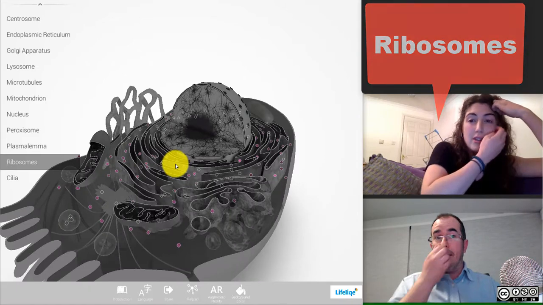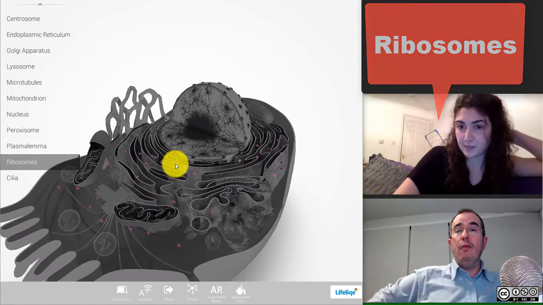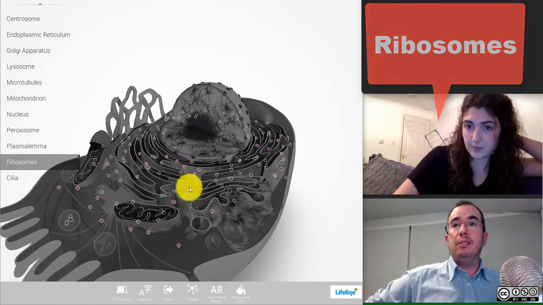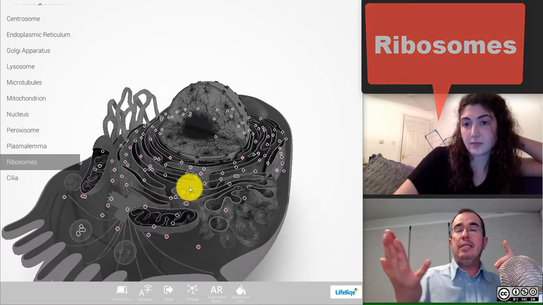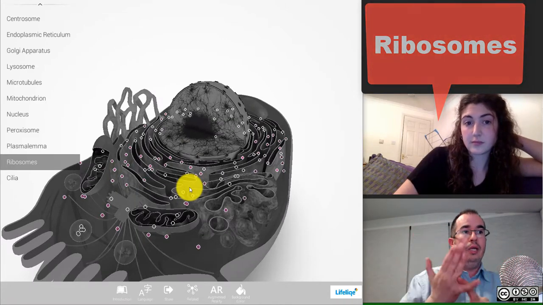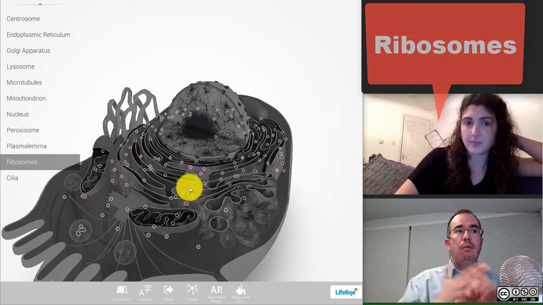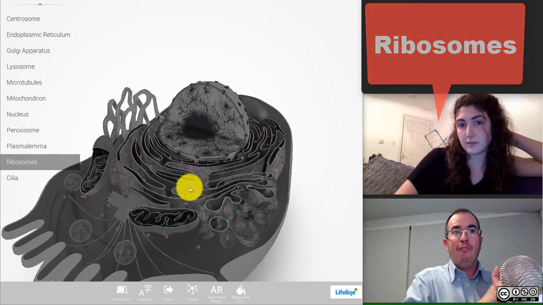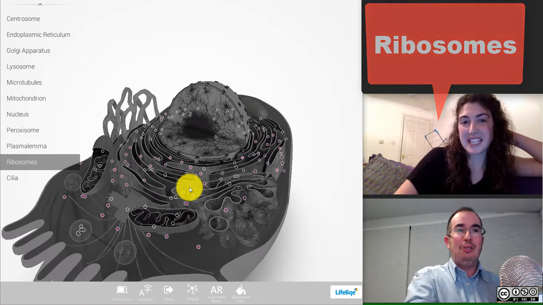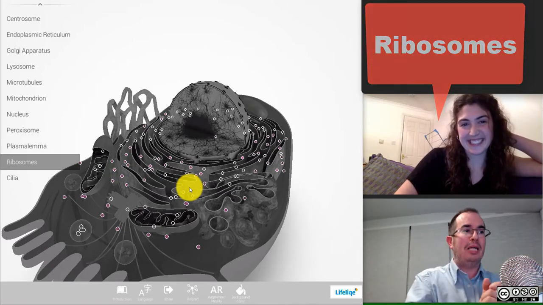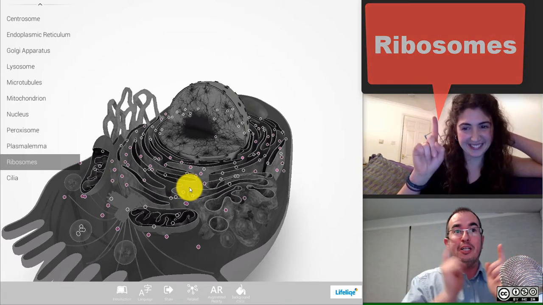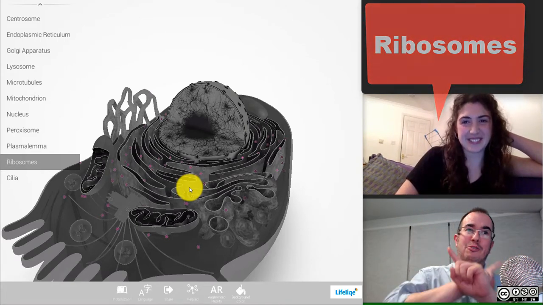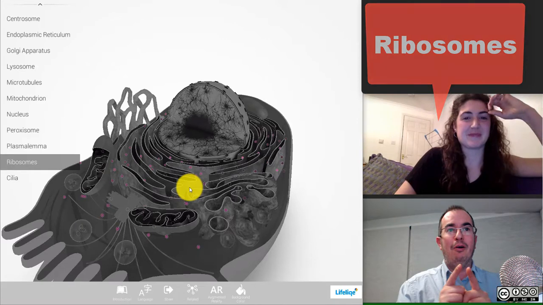I don't have here the 3D model of the plant, but in the animal cell it would be in the cytoplasm, mitochondria, and endoplasmic reticulum, your favorite one. Reticulum endoplasmático, yeah. Rugoso. Rugoso, claro. Retículo endoplasmático rugoso. Liso non ten ribosomas. No. Okay.